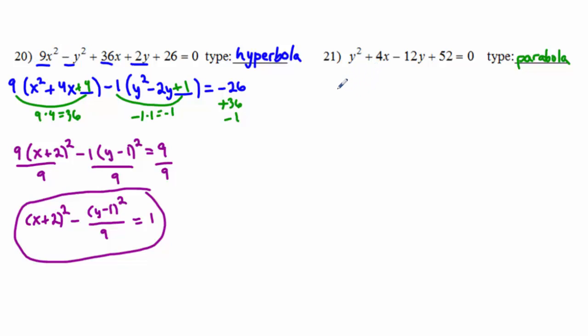And then I would look at my last 2 choices. The circle has the same number in front of x squared and y squared, usually not a number at all. The ellipse, though, has to have different numbers in front of each.